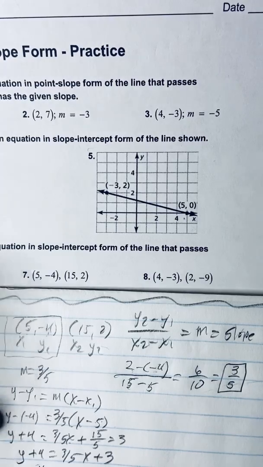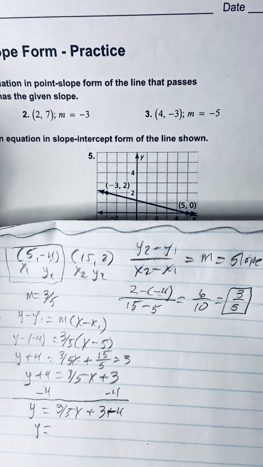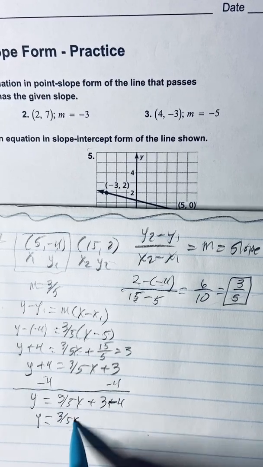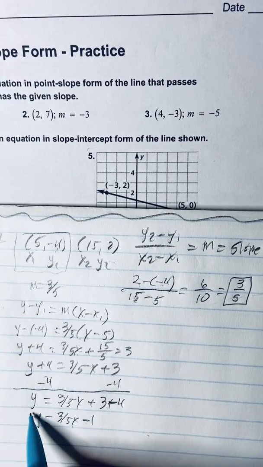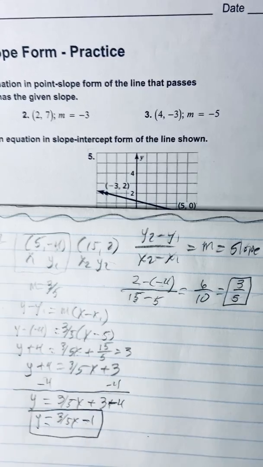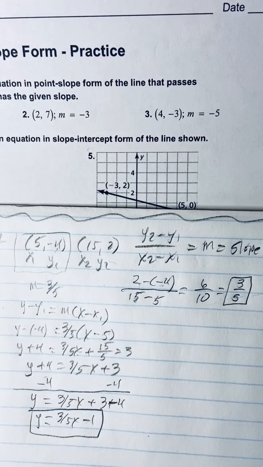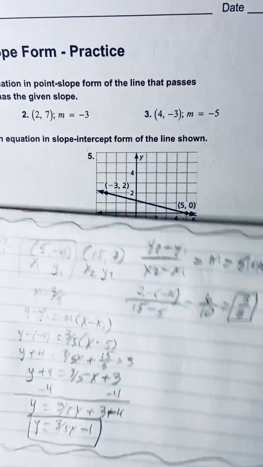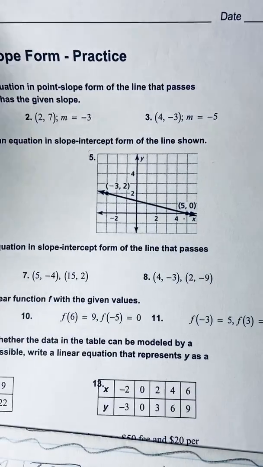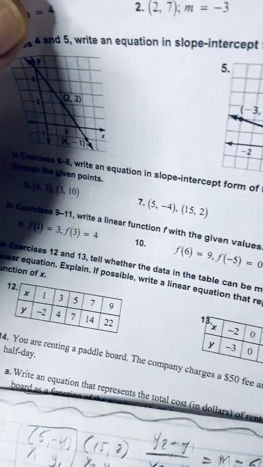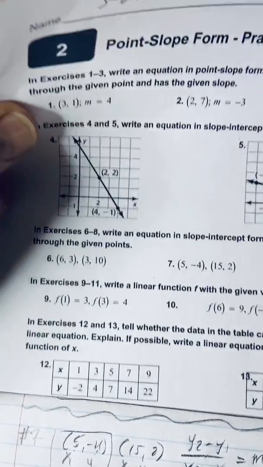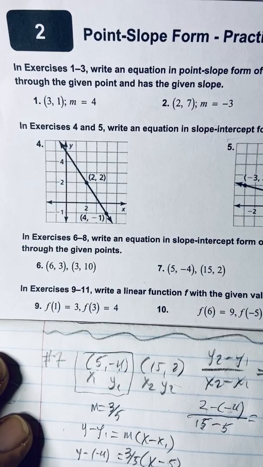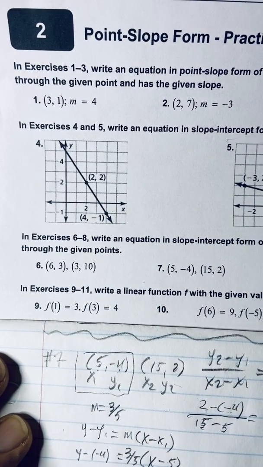So y equals 3/5 x minus 1. And I'm done. That was number 7. All right. Here's number 9. Write a linear function f for the given values.